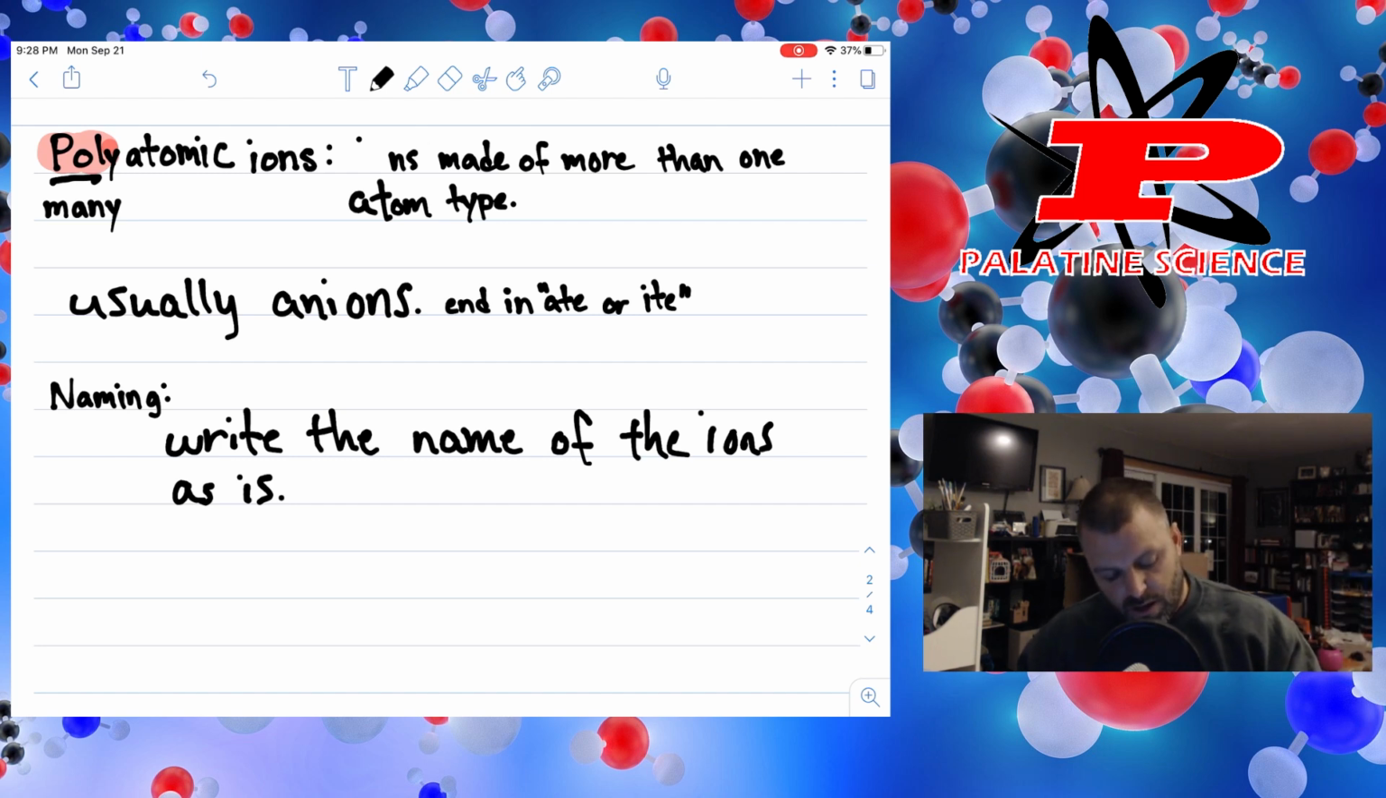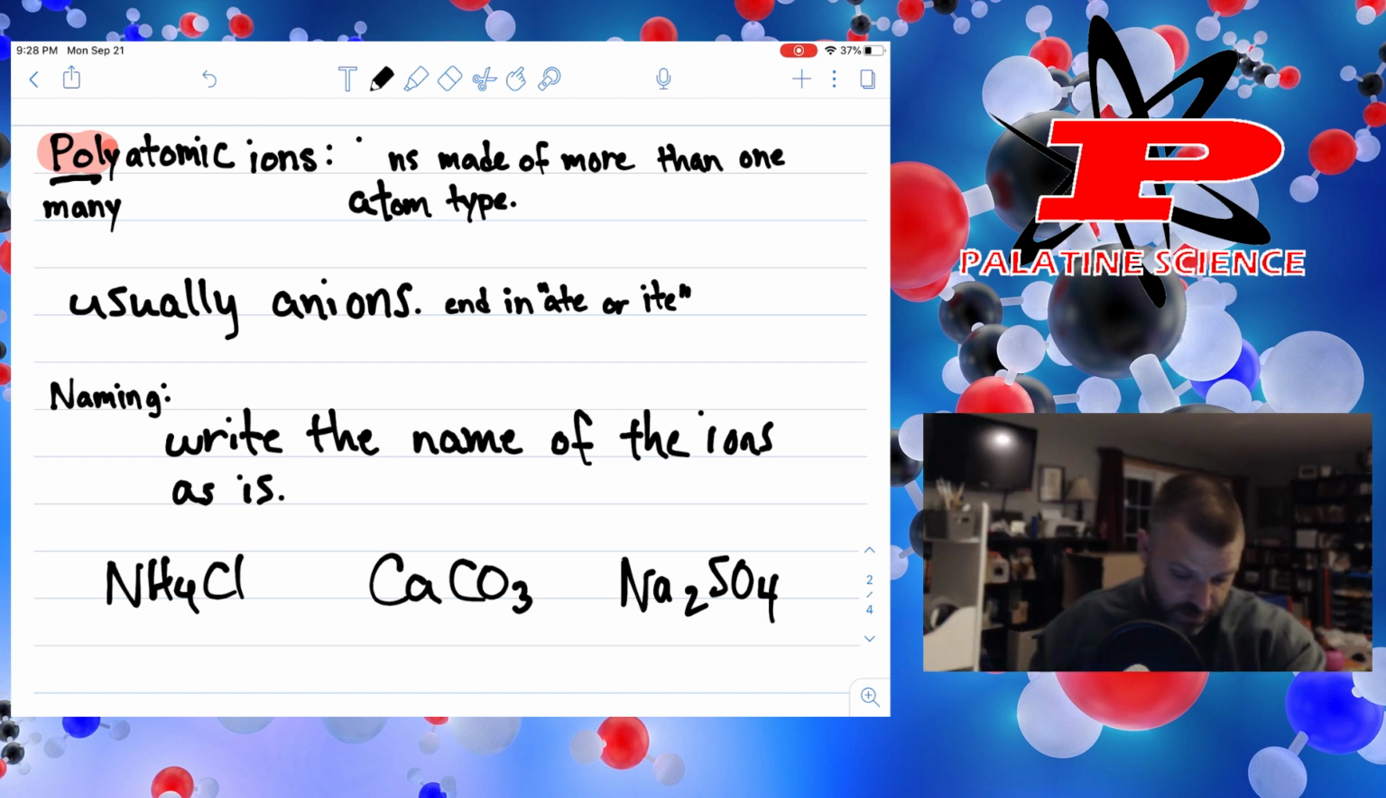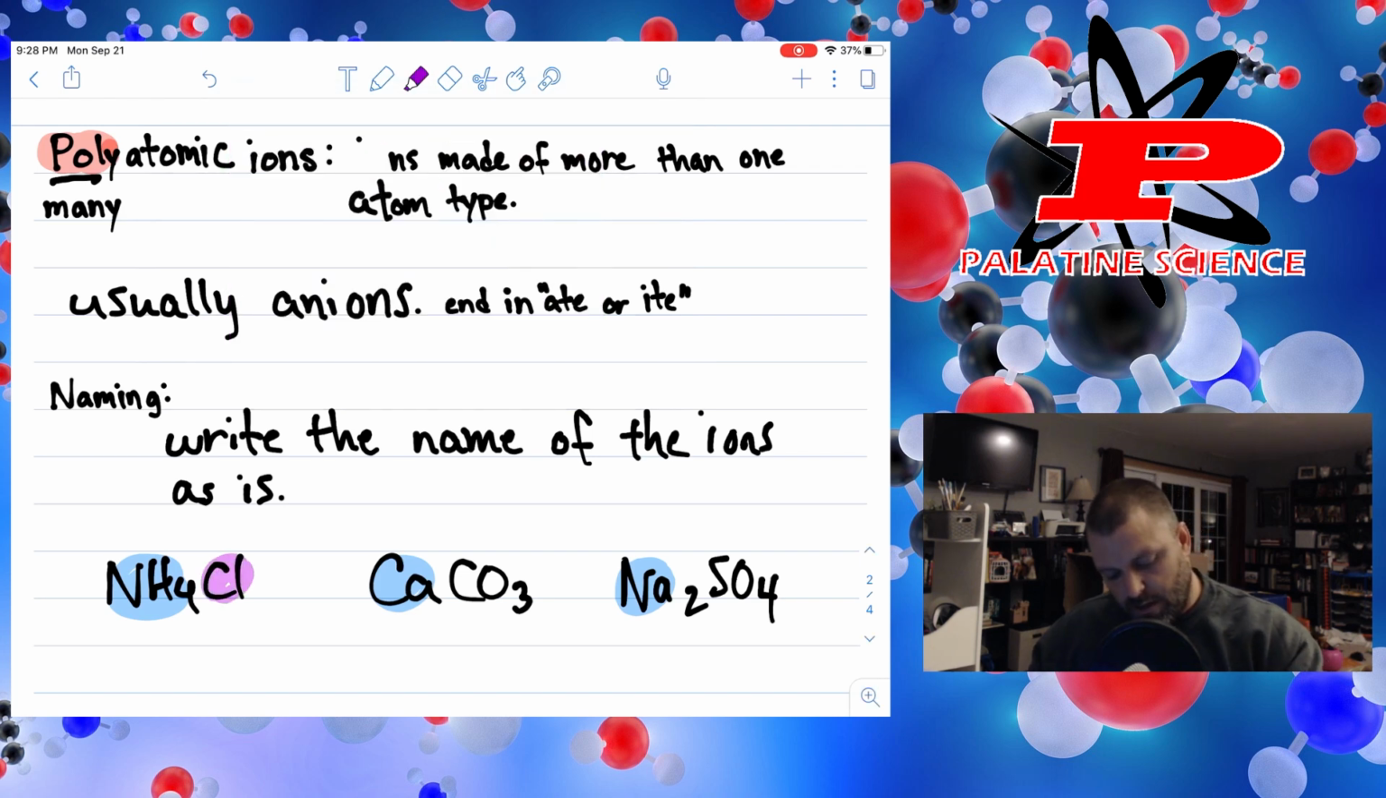So for example, if I have this NH4Cl and I have this over here, I have, let's say, CaCO3 or even Na2SO4. Okay, so what you're doing is you just have to look up the cations and then the anions. I'm going to do the cations in blue, cations in blue, cations in blue. I'm going to do the anions in purple. So anion and anion. So all you do is look it up and name it, right?